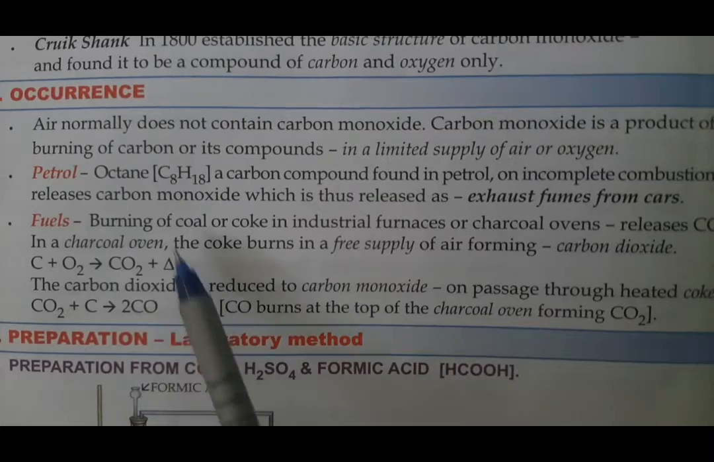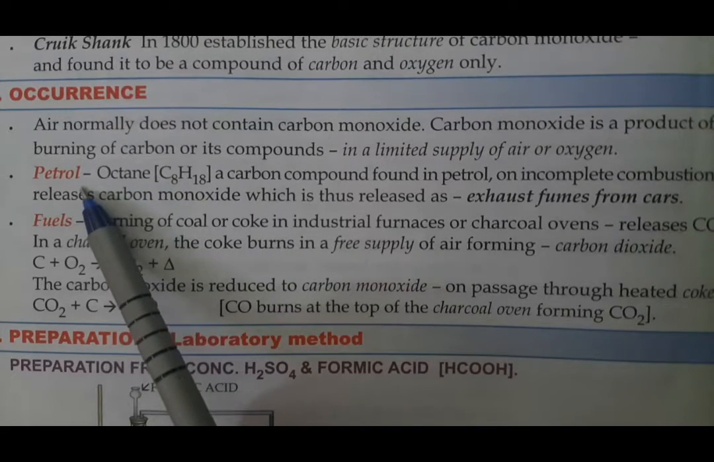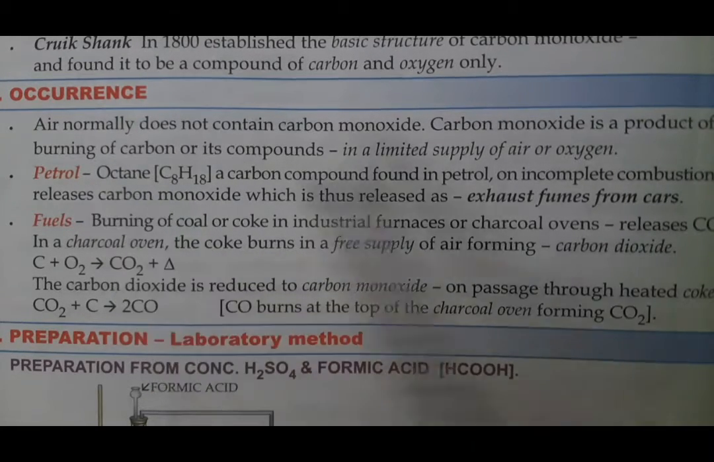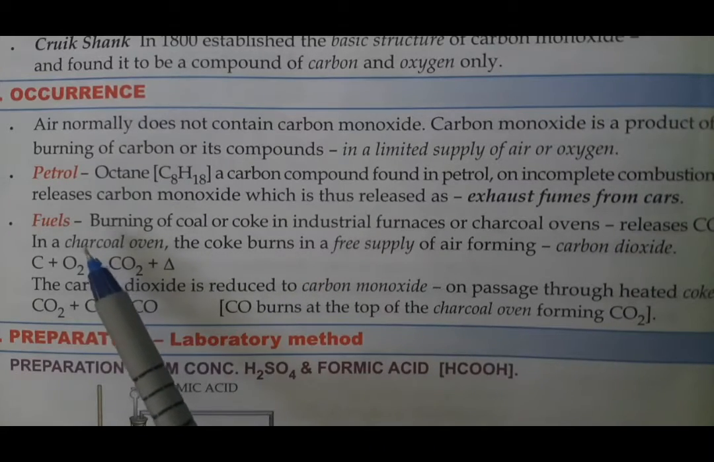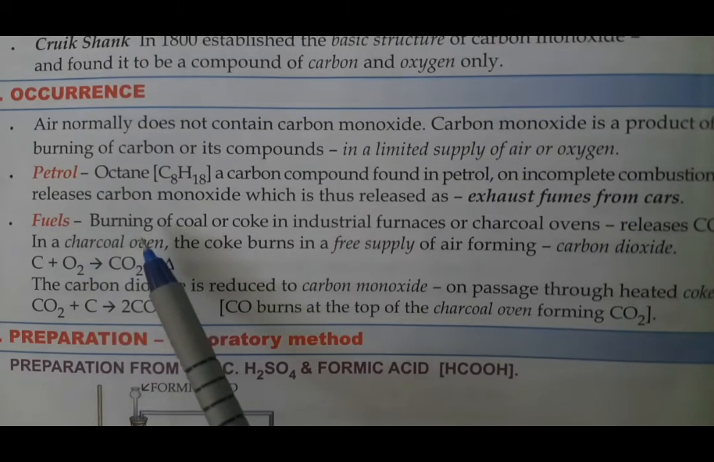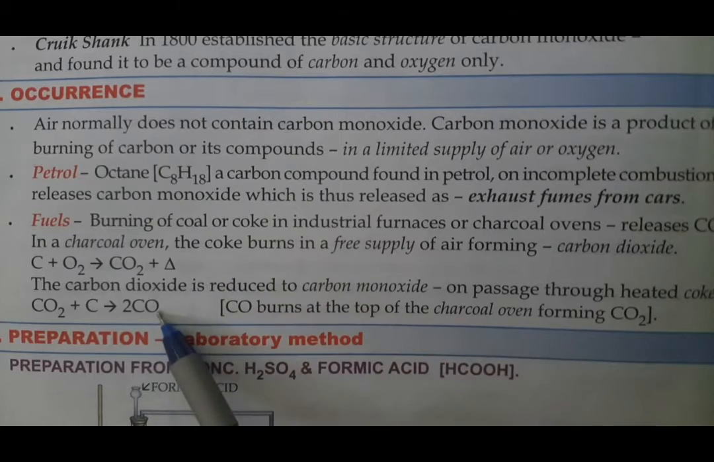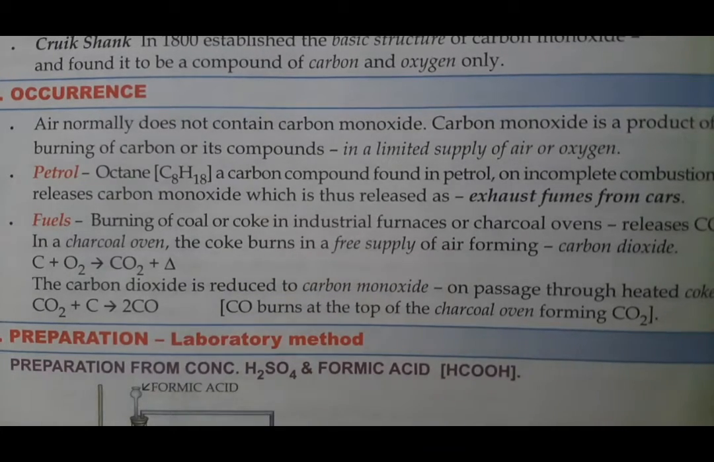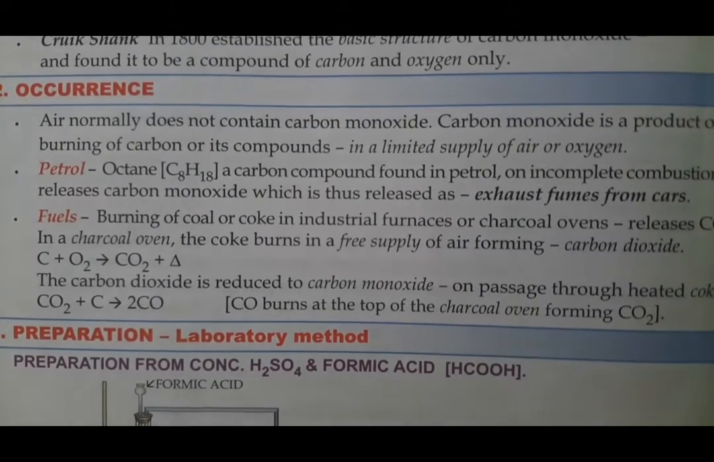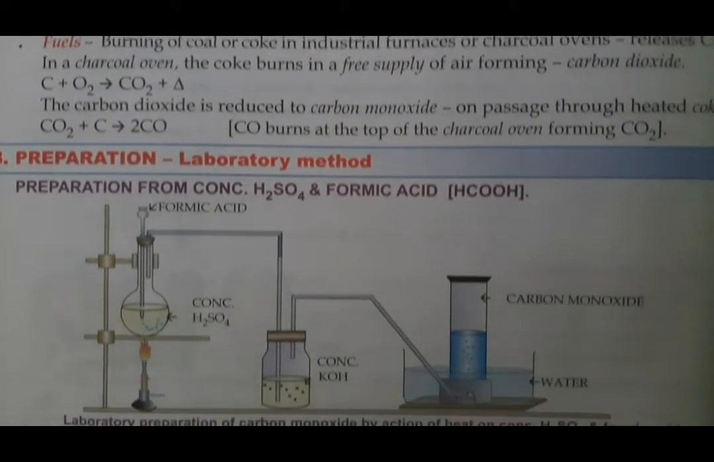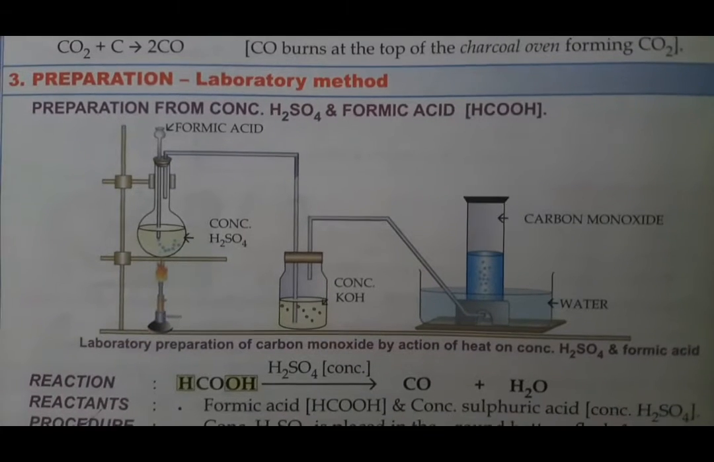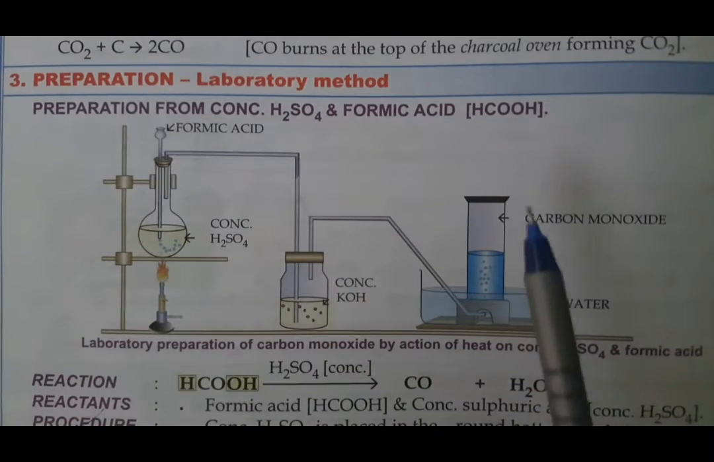So one of the productions you can find carbon monoxide from is petrol. Incomplete combustion of petrol produces carbon monoxide. Incomplete combustion of coal, coke produces carbon monoxide. So these are some of the occurrences of carbon monoxide. These are not so important, but you can learn them. Now this is important, students. We're going to see the lab preparation of carbon monoxide.